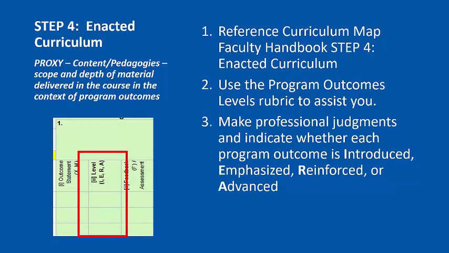So to accomplish step 4, you are going to reference our Curriculum Map Faculty Handbook Step 4 for all of these steps and further information. Use the Program Outcomes Levels rubric to assist you. Then, make professional judgments and indicate whether each program outcome is introduced, emphasized, reinforced, or advanced. And you will enter the appropriate level in the second subcolumn.